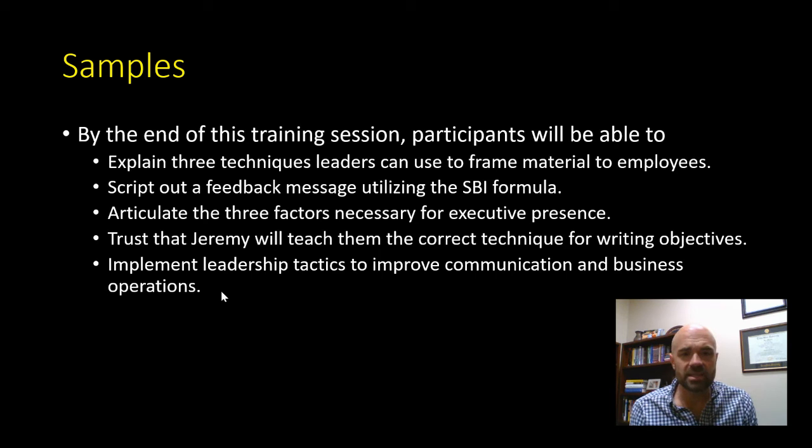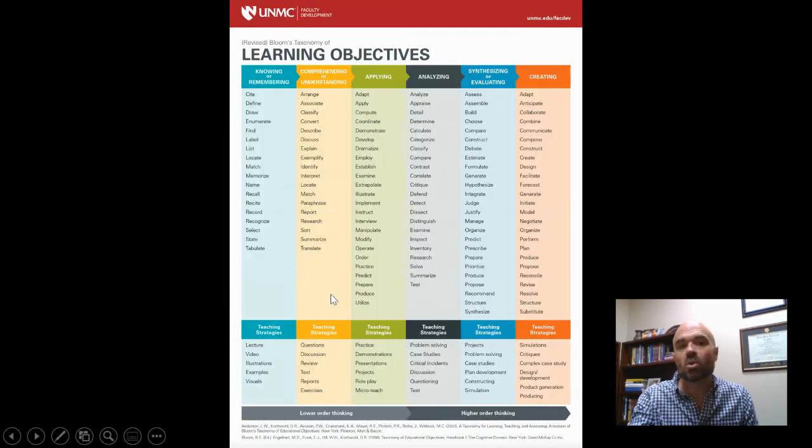Last one, implement leadership tactics to improve communication in business operations. Wouldn't this be an awesome outcome if a training workshop would do this? Problem with this one is it may not be attainable, right? Obviously, you want people to get to that point, but what I want to encourage you to do with your objectives is break them down. Go small, right? So if this was an outcome of an entire program, that'd be great, but probably not a good objective for a single workshop.